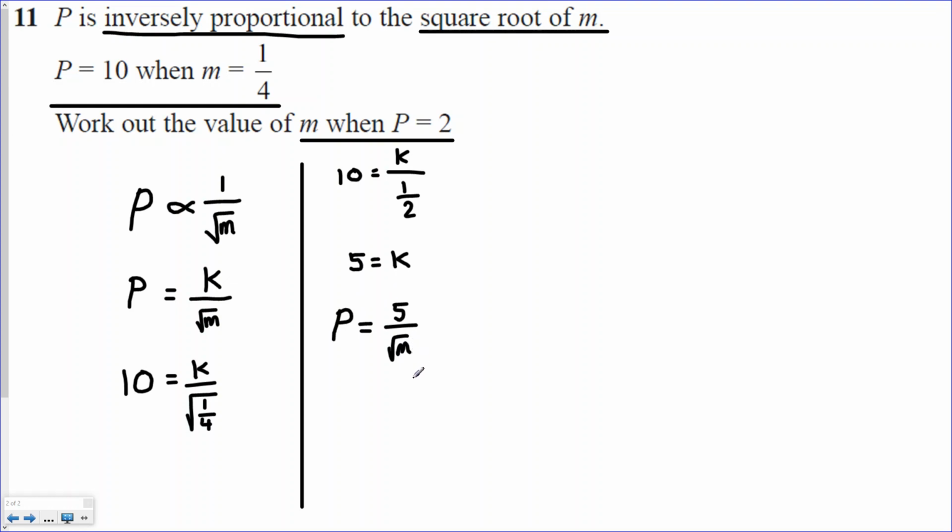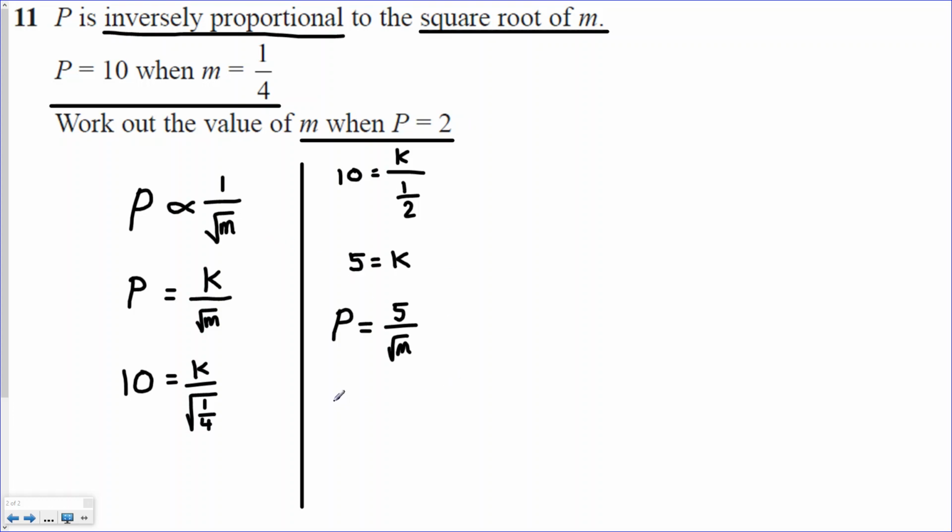And this is the same process every single time. You do not change. This is how you do it. You have your first line. Make sure you read the question carefully. Sometimes it's the square of m. In this case, it's the square root of m. You have your constant, and then you want to work out the value of k, the constant, and then you substitute it back in, and this gives you this formula here. Okay, now we're ready to work out the value of m when p equals 2.